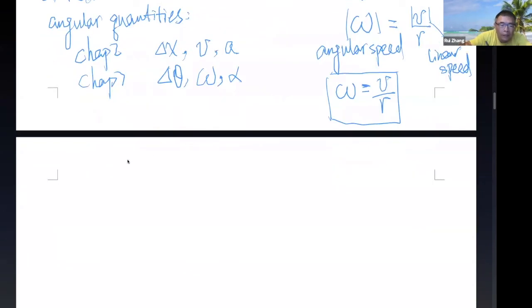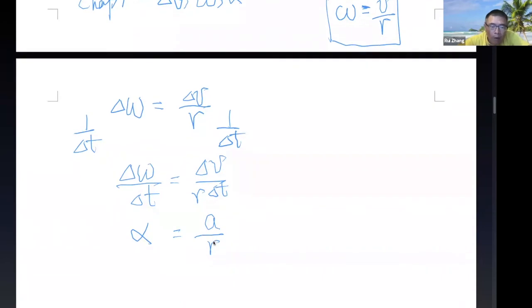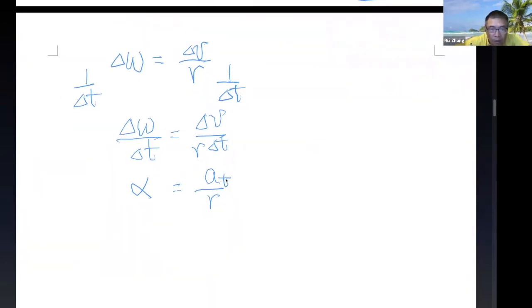Because these are related like this, the change of angular velocity is going to be related to the change of velocity divided by r. And if you take another division by delta t on both sides, you get delta omega over delta t equals delta v over delta t times r. Well, this is nothing but our angular acceleration. What about delta v over delta t? It's going to be our acceleration, so it's going to be a over r. Specifically, this is called tangential acceleration. It's the acceleration along the tangential direction, because that's how much the speed changes here. So that gives us the third relation.